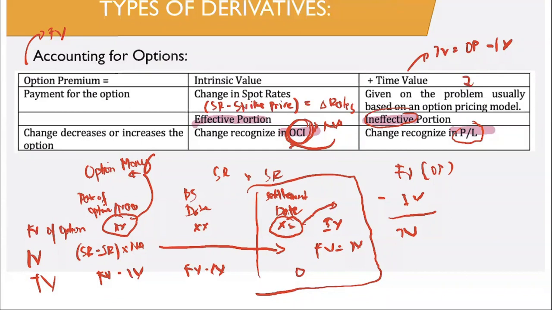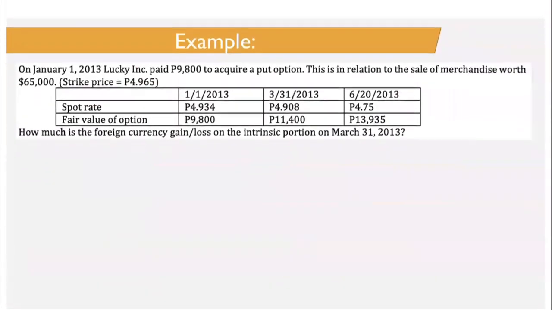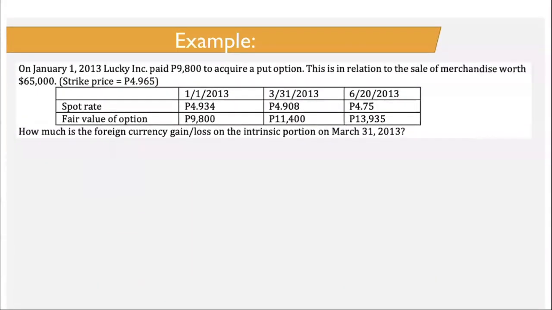Okay, let's have an example for us to understand the accounting for options. Take note, the changes in intrinsic value are placed in your OCI. For time value, they are placed in profit or loss. So let's have an example. On January 1, 2013, Lucky Incorporated paid 9,800 to acquire a put option. This is in relation to the sale of merchandise worth $65,000. Strike price is 4.965, and we have your different spot rates and your fair value.